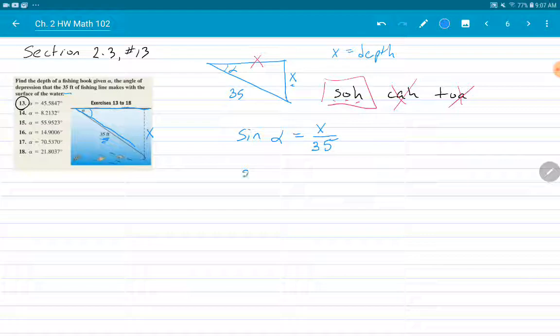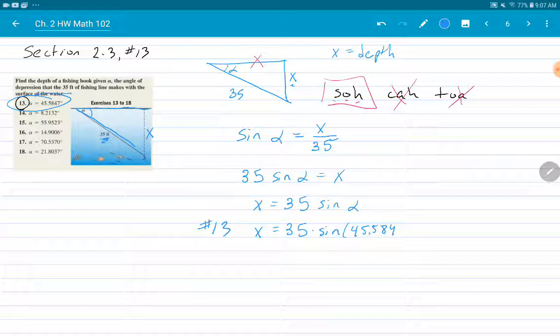So if I multiply both sides by 35, I solve for x. I'm just going to switch the order around, so I have x on the left. And then for number 13, I plug in that 45.5847 for alpha, and I find this is my final exact answer. And it's a word problem, so I should answer in a complete sentence.